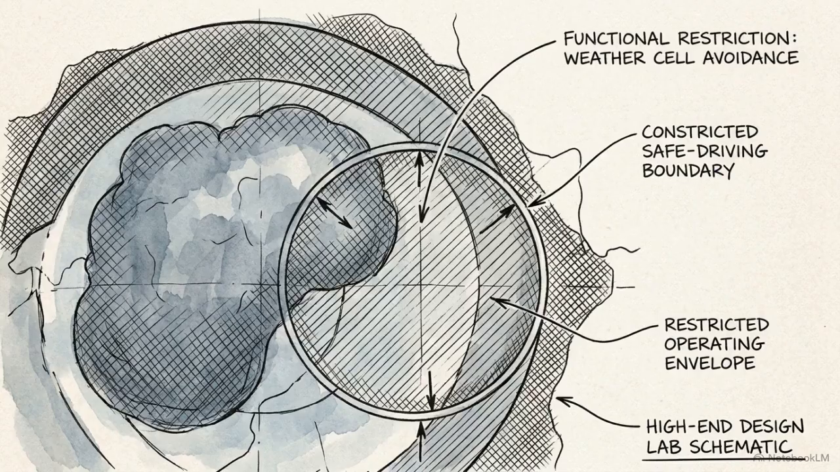Quadrant 2 covers functional restrictions. If the technology has reached its limit, the operating envelope must shrink. This might mean disabling autonomous features during heavy rainfall or on roads without clear lane markings.